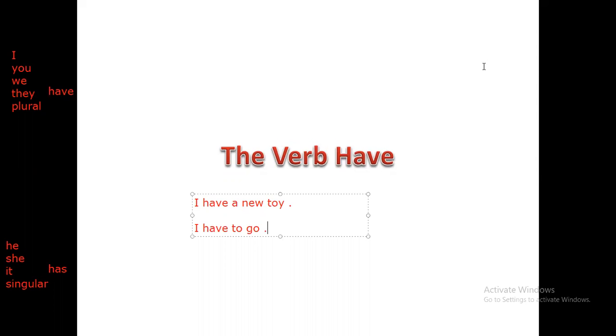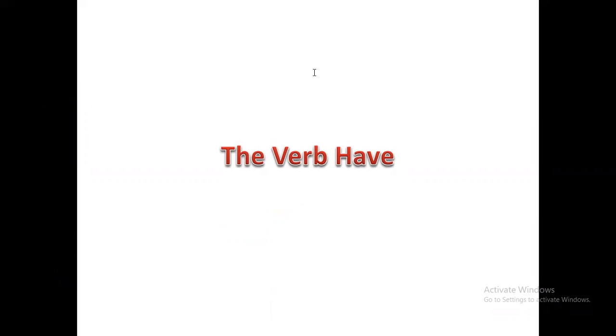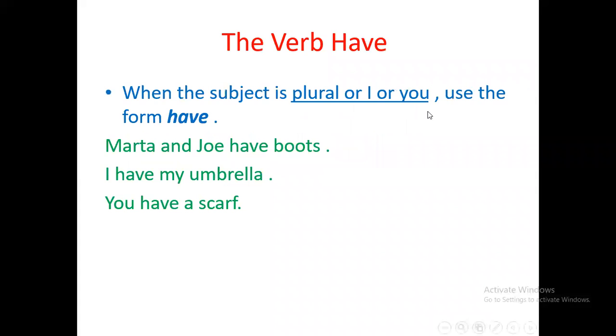We're going to use have with I, you, we, they, and with the plural subjects. We're going to use has with he, she, it, and with the singular subjects. What's the past of have and has? The past of have is had. The past of has is had. So had is the past of have and has. We're going to use had with all the subjects.